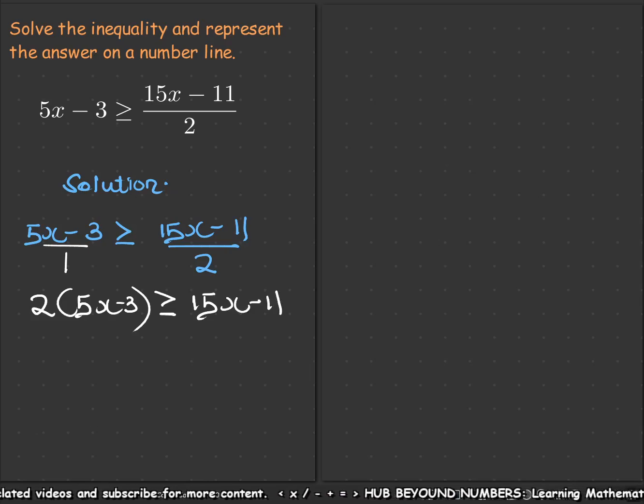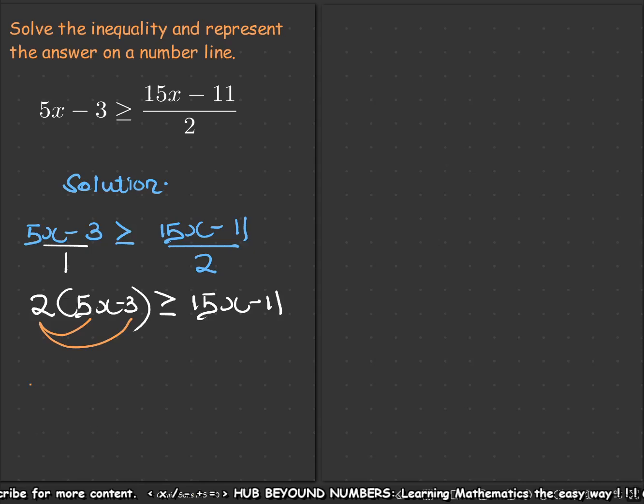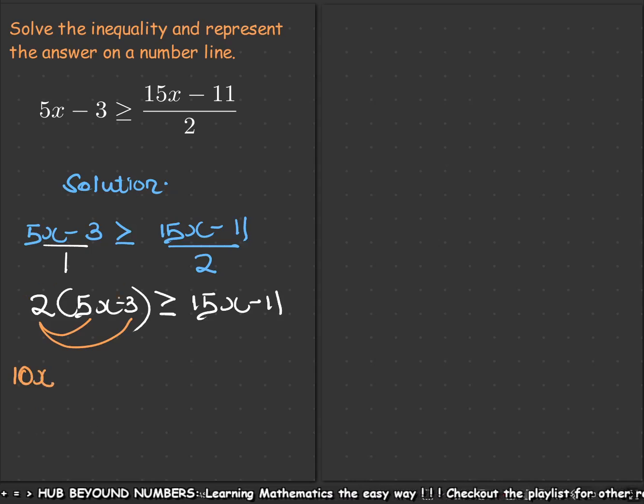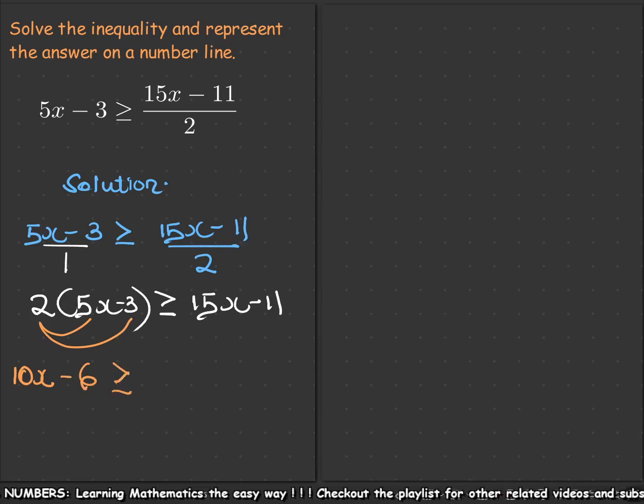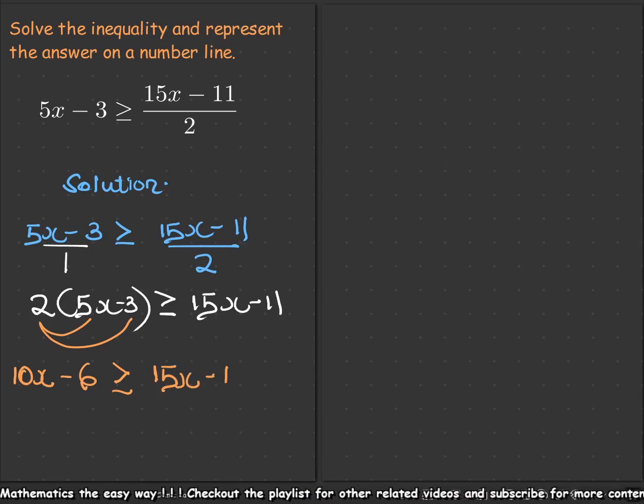Then at this point, we open our bracket. So the 2 multiplies whatever is here and also multiplies what you have here. 2 times 5x gives us 10x. Then 2 times negative 3 gives us a negative 6, greater than or equal to 15x minus 11.